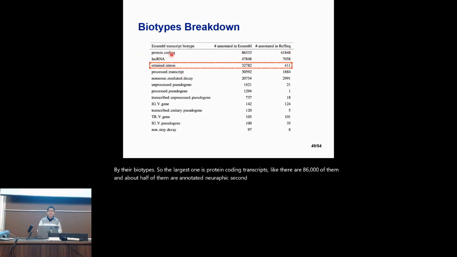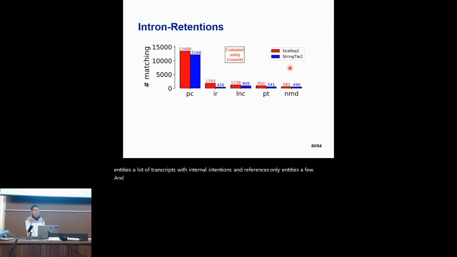The second largest biotype is long non-coding RNA, and the third one is retained intron, or transcripts with intron retentions. And you can see the difference is huge. Only 400 of them are annotated in RNA-seq. So in short, Ensembl annotates a lot of transcripts with intron retentions, and RNA-seq only annotates a few. And then let's see the assemblers.